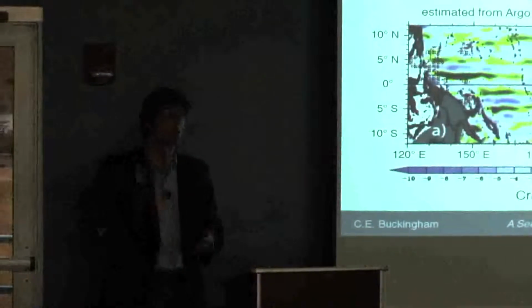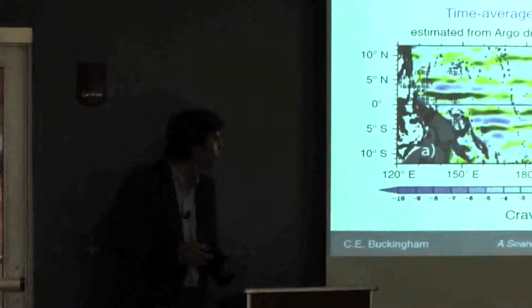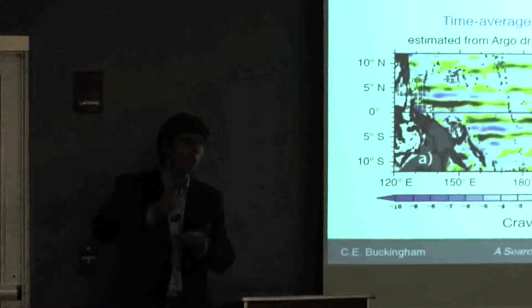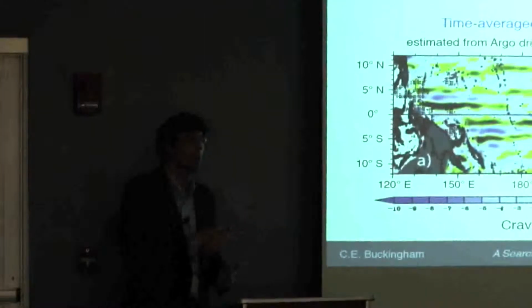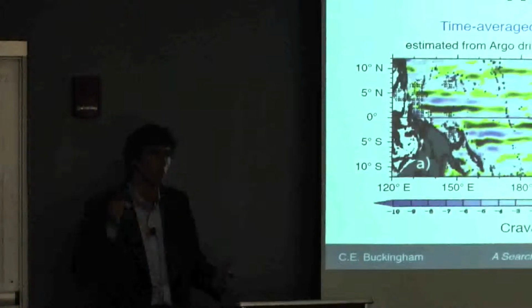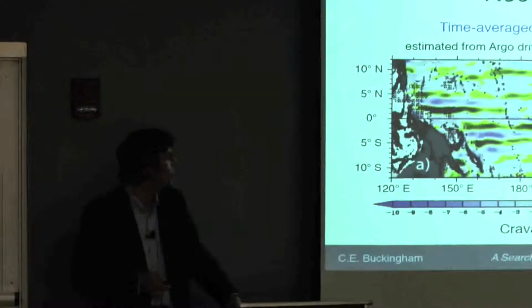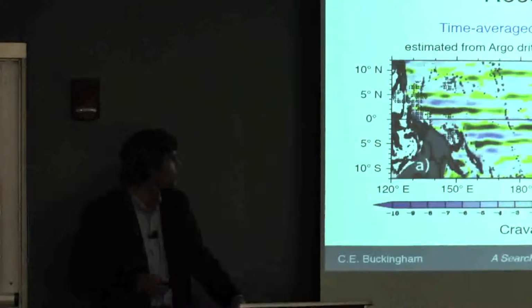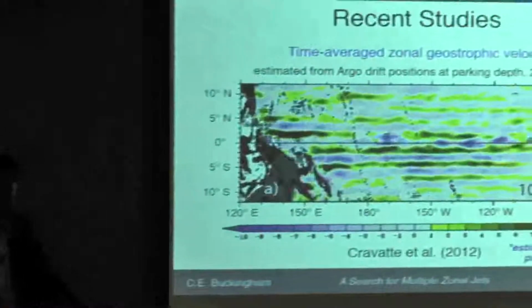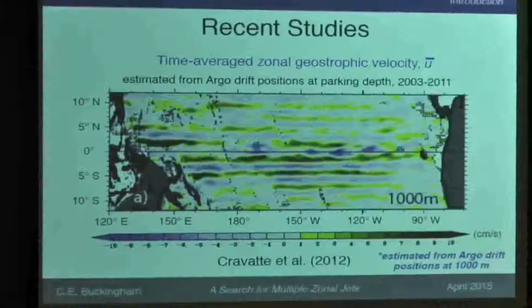The Argo floats go up and down every 10 days. When they go down and stay at parking depth, they drift for some amount of time. From that drift, and when they come up again and the satellite relays the latitude and longitude, you can estimate drift velocities. That's what's been done. This is at 1,000 meters, but they also did it for 1,500 meters, and you see similar patterns.